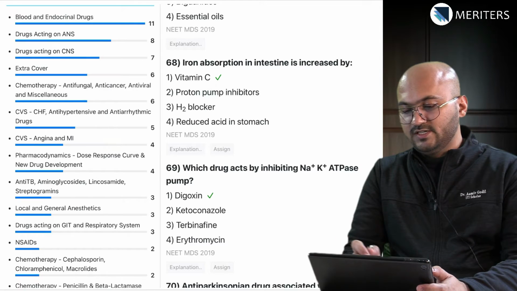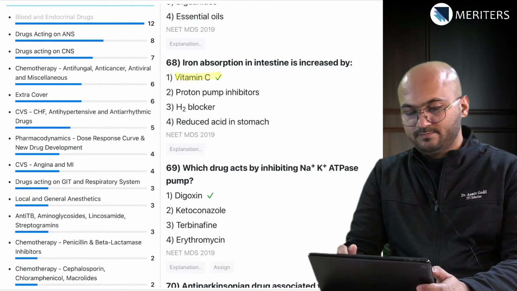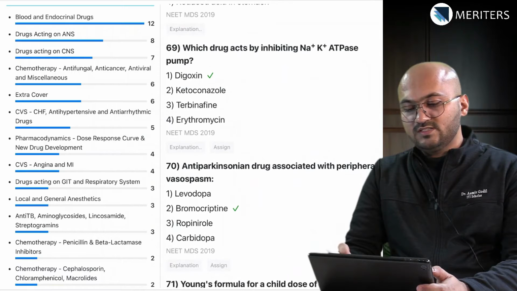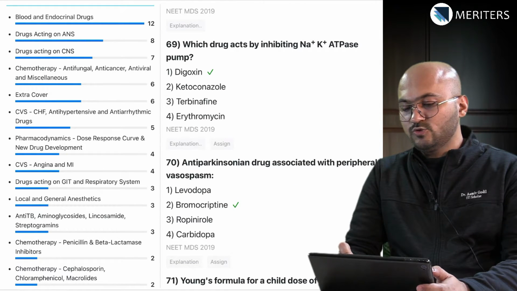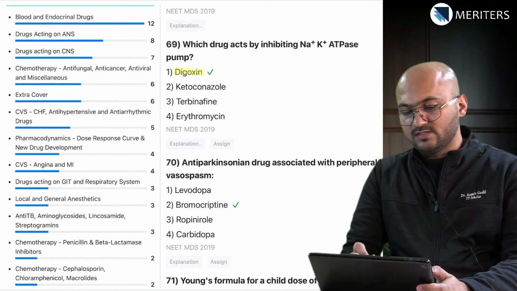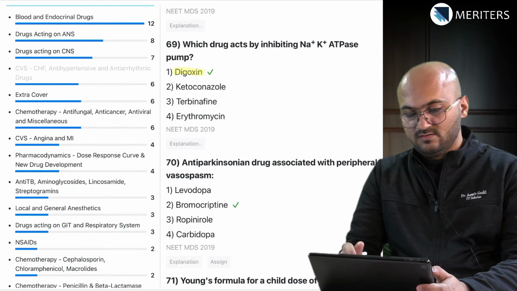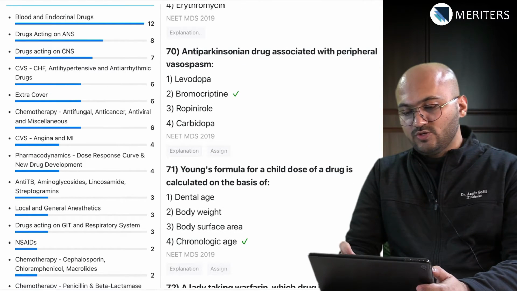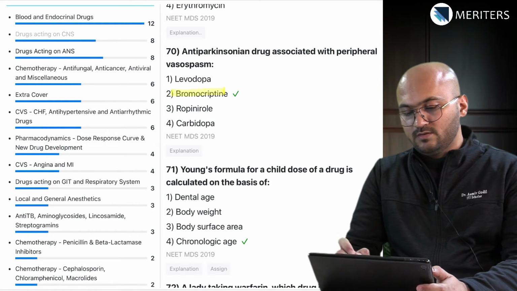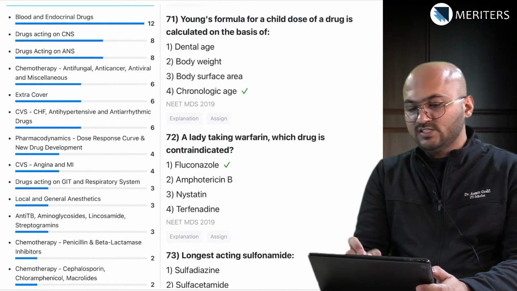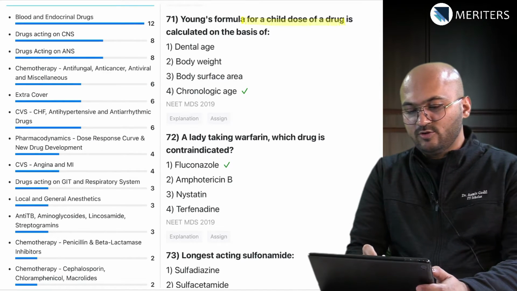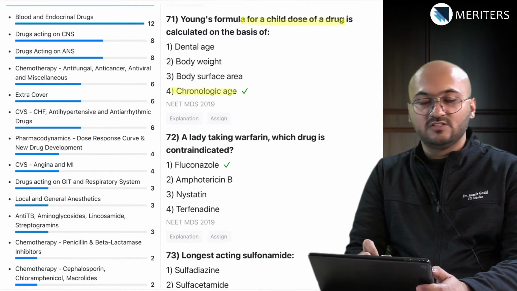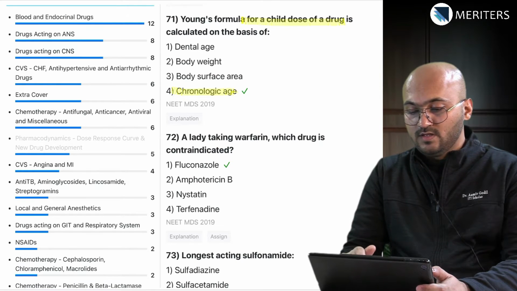Iron absorption in intestine is caused by vitamin C. Which drug acts by inhibiting sodium potassium ATPase pump? Answer is digoxin, CVS. Anti-Parkinsonian drug associated with peripheral vasospasm is bromocriptine. Next, Young's formula for a child dose of a drug is calculated on the basis of the chronologic age. This question is also there in pedo.